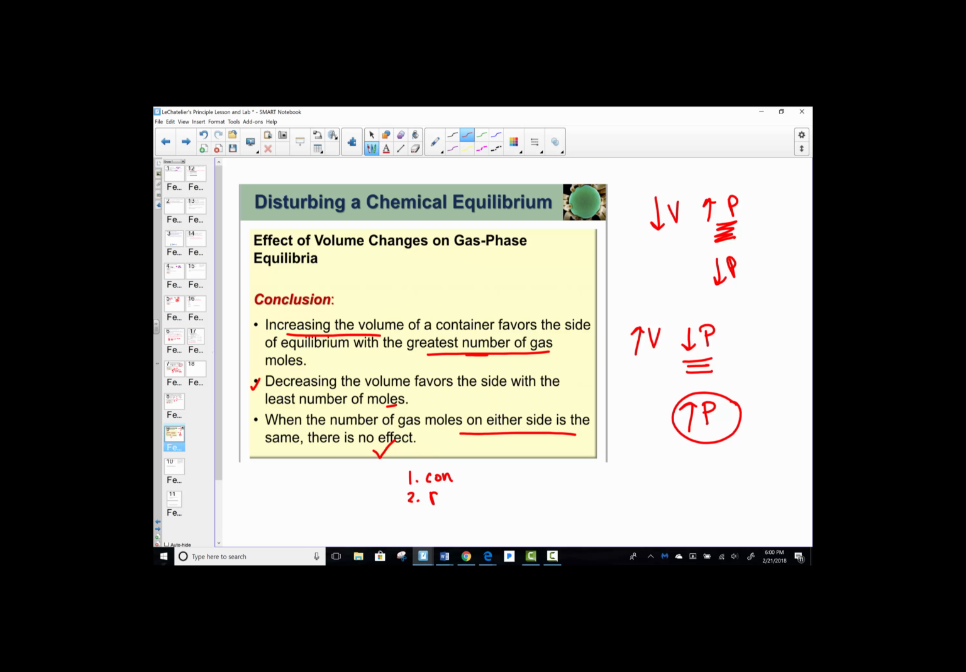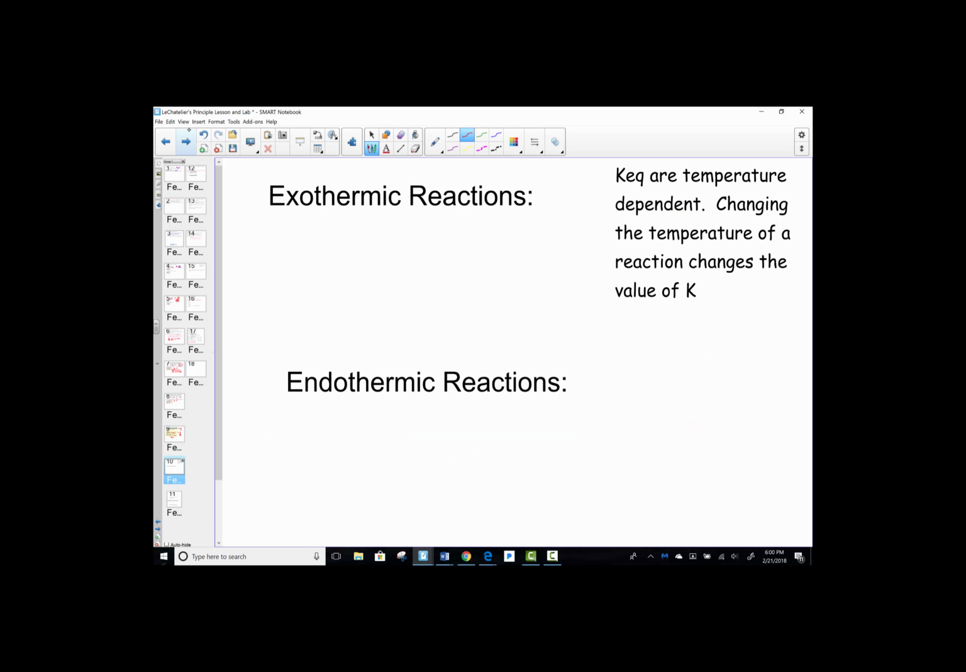We've talked about pressure and volume relationships. Let's take a peek at the next, and that would be changing temperatures. Now remember, equilibrium constants are temperature dependent. So changing the temperature does indeed change the value of the K constant.